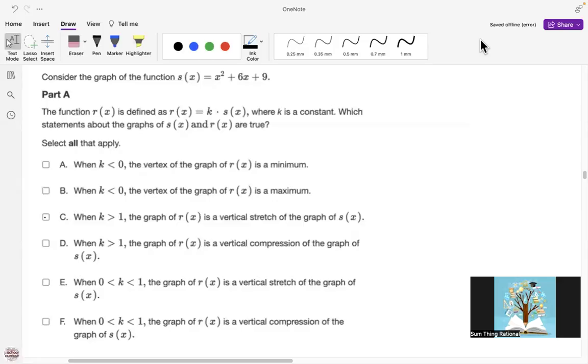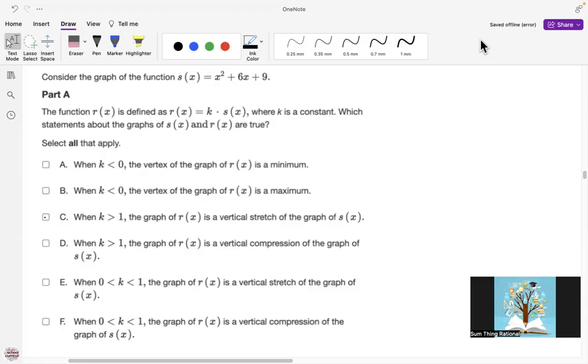So pause the video and read the question first. Then you can try to solve the question. If you know the answer, it is good for you. If you don't know the answer, let's practice together and let's learn the answer.